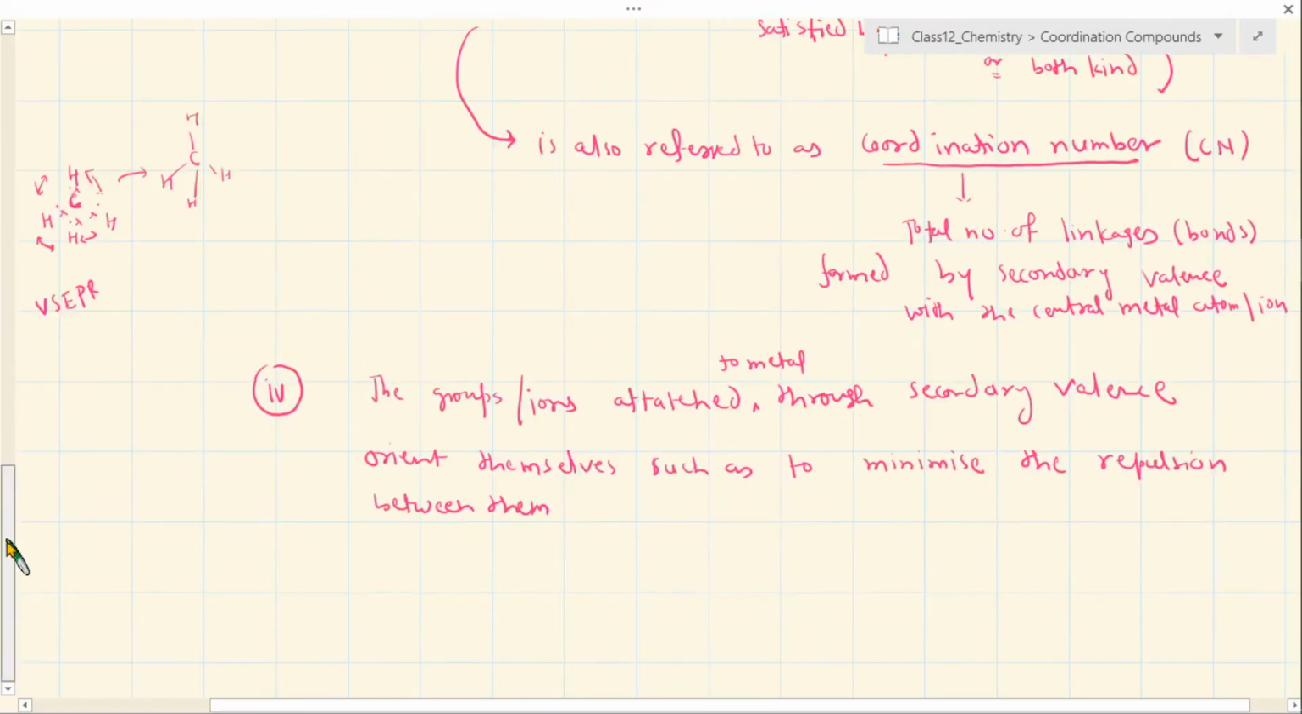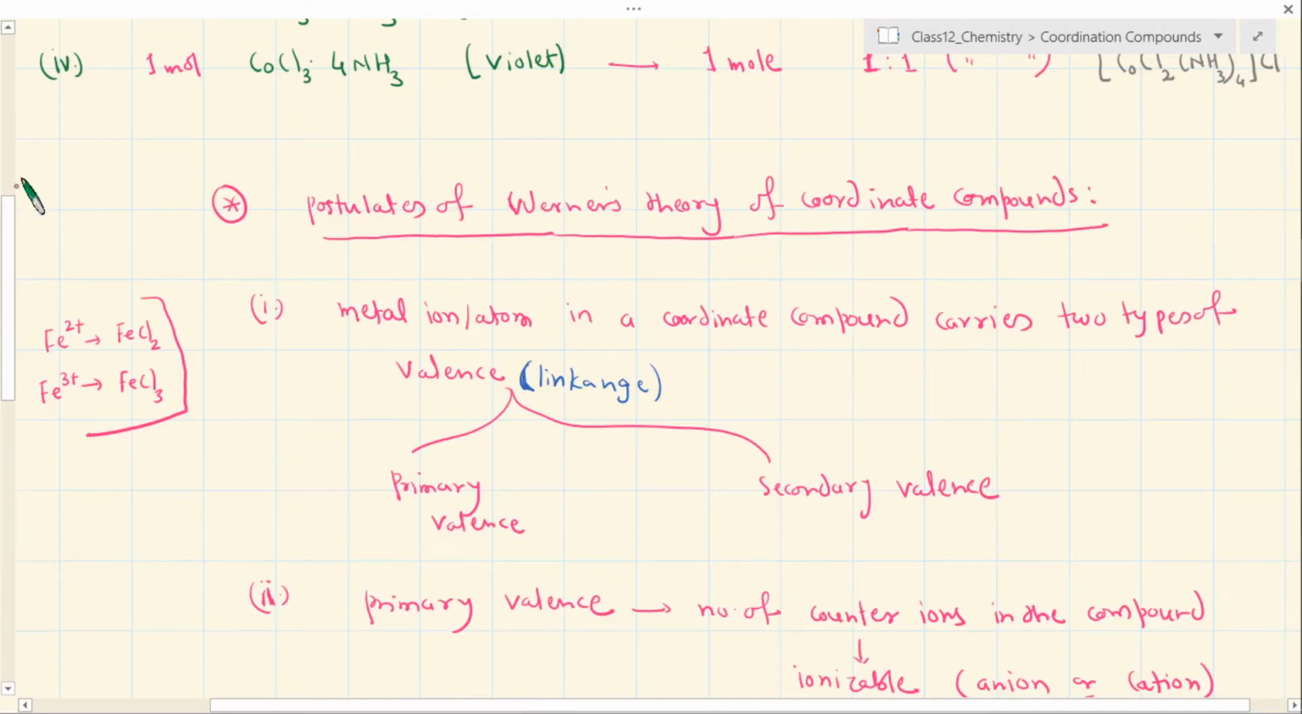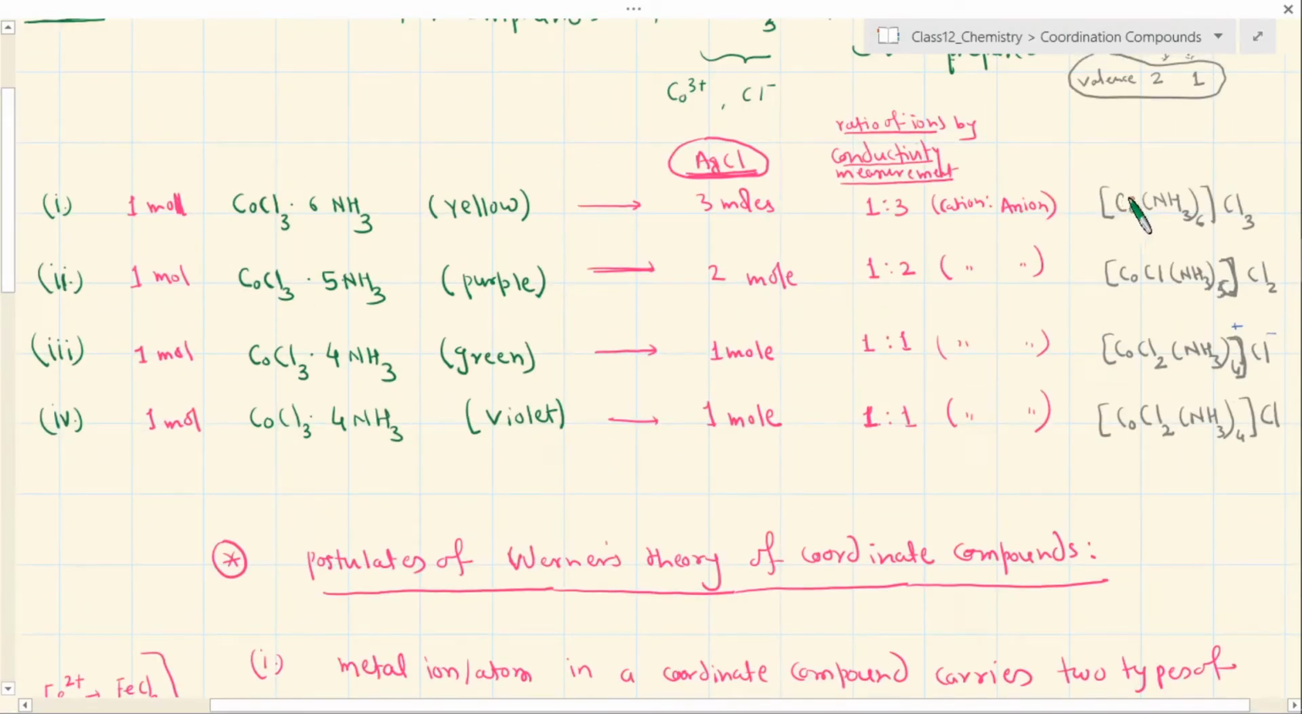What will happen if this is so? This will lead to very specific structure for coordination entity. What is coordination entity? I just said anything that is inside the bracket where you have a metal and the groups or ions which are attached by secondary valence. This whole part of a complex compound is called as coordination entity.